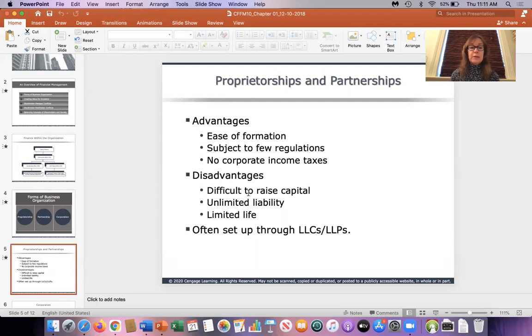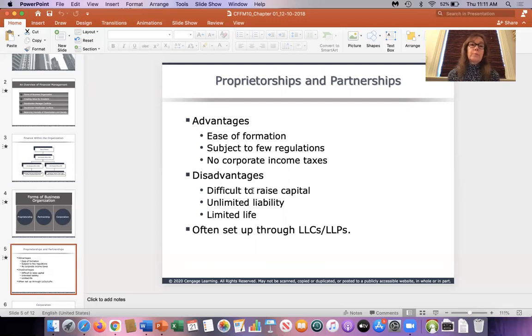Also, it's difficult to raise capital. What if you wanted to raise some capital? And by capital we mean money. We want to raise money to expand. If you're a sole proprietor or partnership, you can go to a bank and try to get loans, but that's going to be somewhat limited.